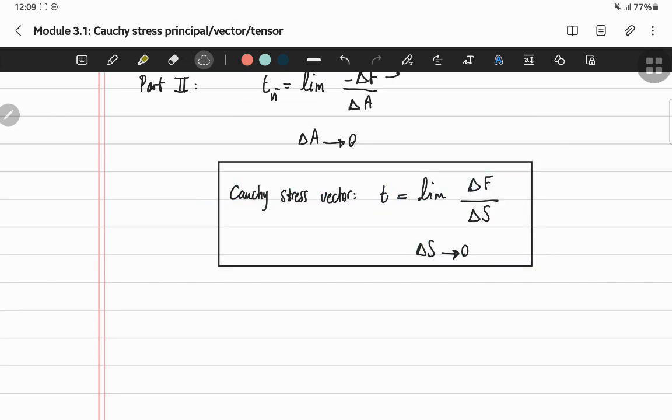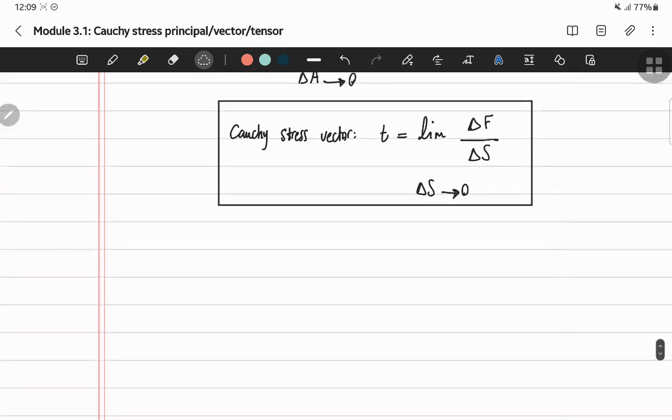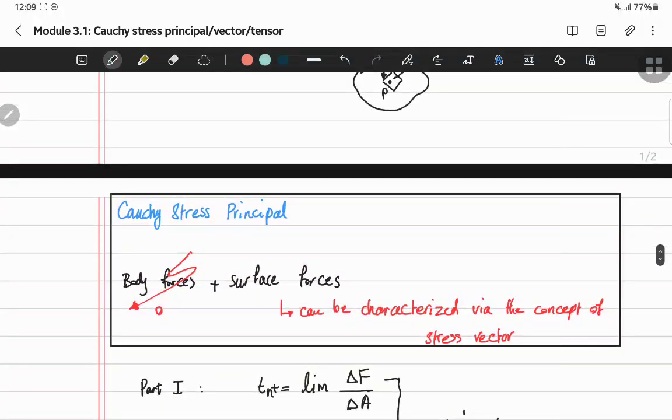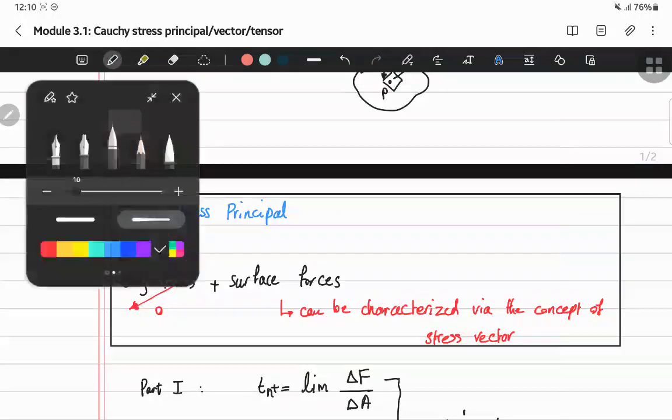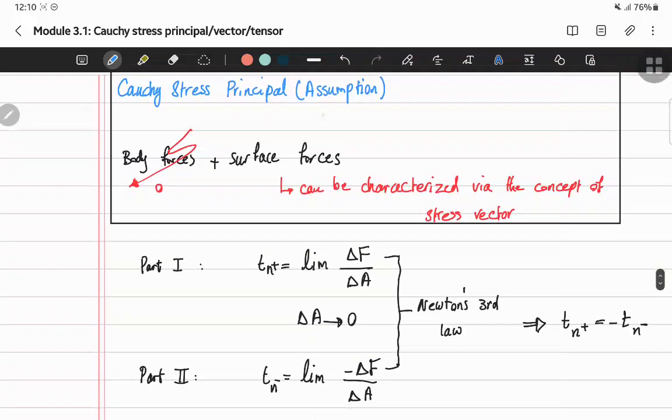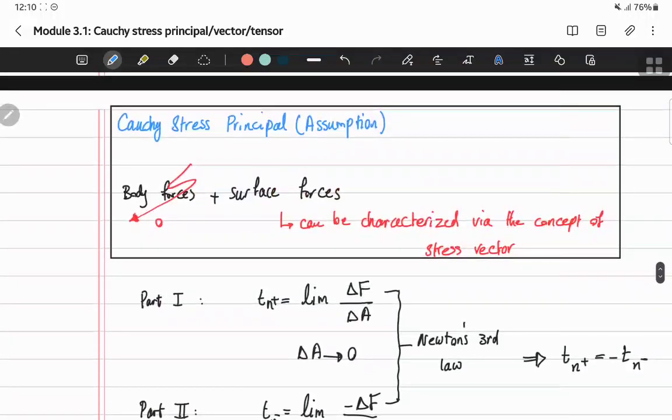And this is the definition of the Cauchy stress vector in here. So maybe I should write here assumptions. So these are the assumptions that we made for the Cauchy stress principle. So we neglect the body forces, and we only included the surface forces.